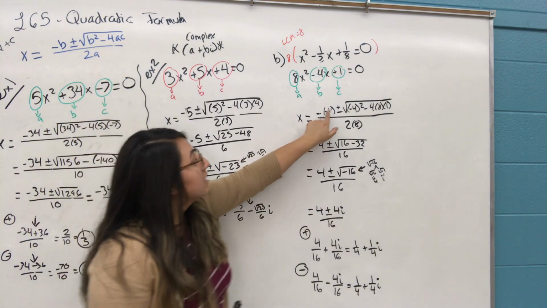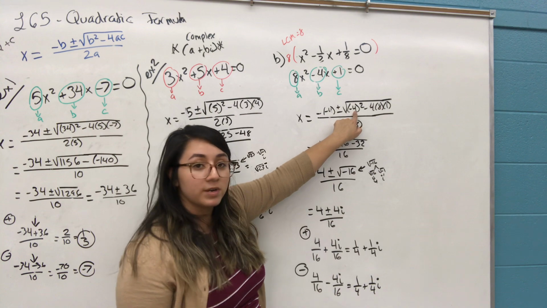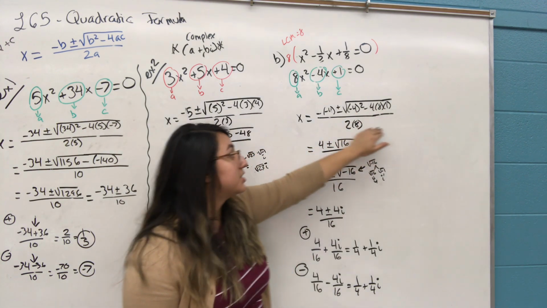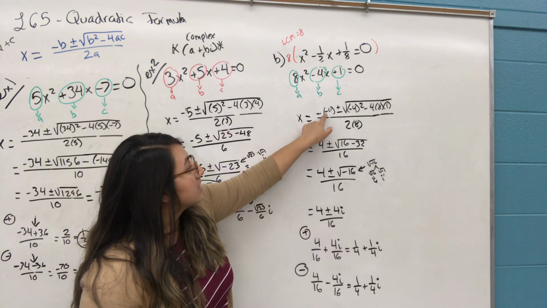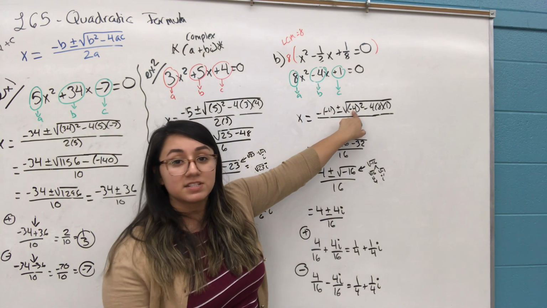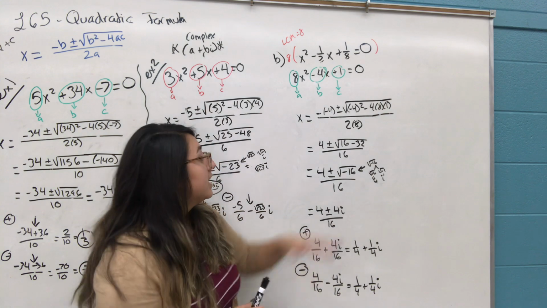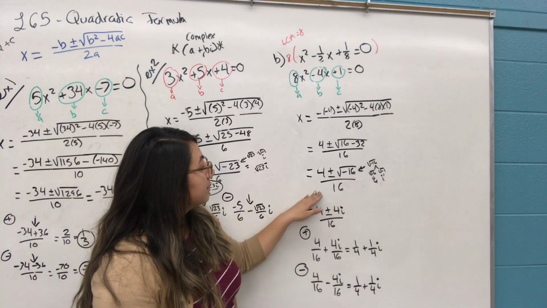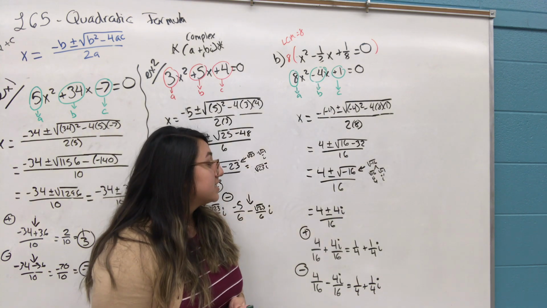Here, negative b, negative 4, plus or minus the square root of negative 4 squared, that's your b, minus 4ac, 4 times 8 times 1, over 2a, 2 times 8. Here, you simplify. This becomes a positive. Remember, it's negative 4 squared, which is negative 4 times negative 4, 16. 16 minus 32 over 16. Then you simplify even more. 4 plus or minus the square root of negative 16 over 16.